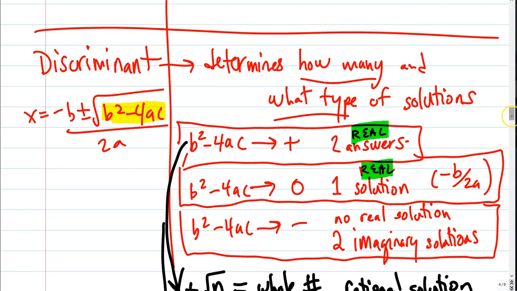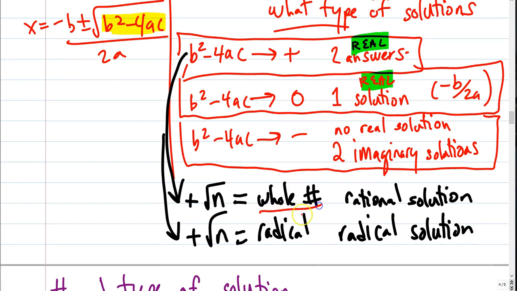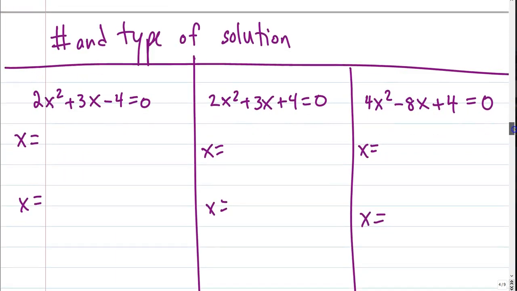But in the homework, if the square root of n is a whole number, like the square root of 4, or the square root of 9, or the square root of 16, if you can get a whole number out of it, we call that rational. If it's radical, like the square root of 5, the square root of 2, square root of 11, where it cannot be simplified, we call it radical. Okay? So we'll talk about that. That's kind of our last little topic. It's not too big of a deal.